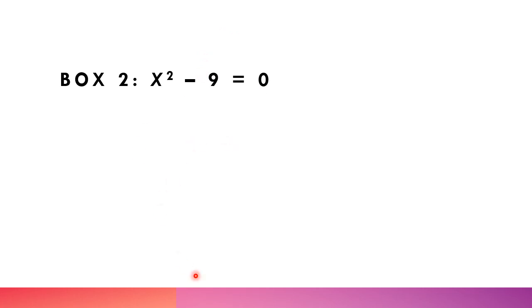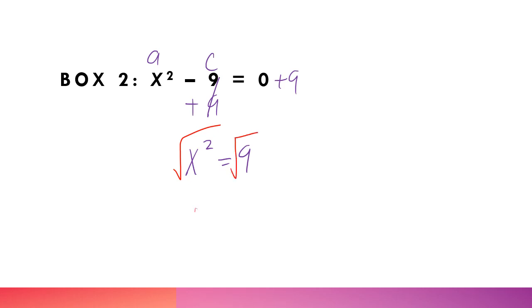Okay, so we're going to start here with our first example. So notice here, I only have my a term and a c term. And so I'm going to follow the steps. I'm going to add 9 to both sides. That leaves me with x squared equals 9. I'm going to then take the square root of both sides. That leaves me with x equals plus or minus 3. Because this plus or minus symbol usually isn't available, that means your solutions are x equals negative 3 and x equals positive 3.